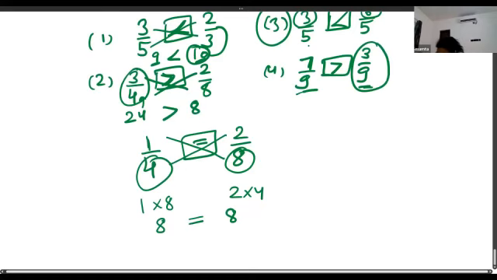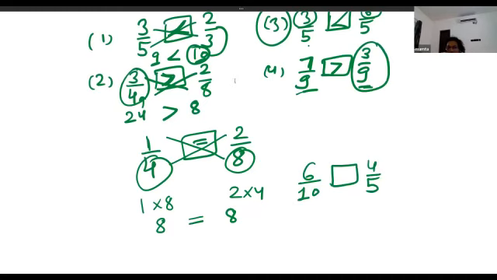Now 6 by 10 and 4 by 5. Deepika, which fraction is larger or greater? Ma'am, 6 into 5 is 30 and 4 into 10 is 40. So 40 is greater. So 4 by 5 is greater. Very good, correct.